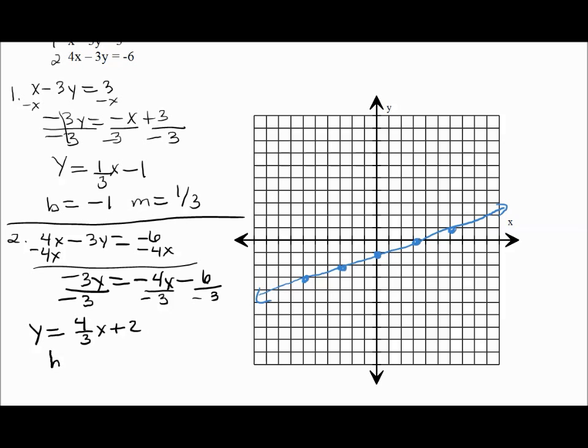So now from here I can take my y-intercept, which is 2, and my slope, which is going to be a positive 4 over 3. Okay, now I can graph this line. On my y-axis, I'll move up to 2, 1, 2 units, and that's my first point. My slope is a positive 4 over 3, so I'll move up 1, 2, 3, 4 units and over 1, 2, 3.